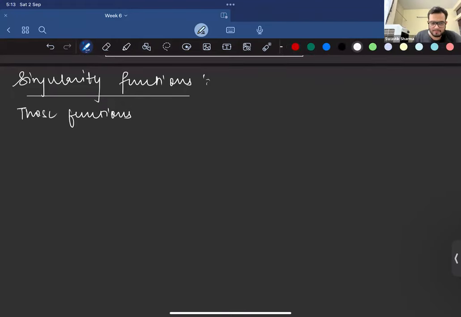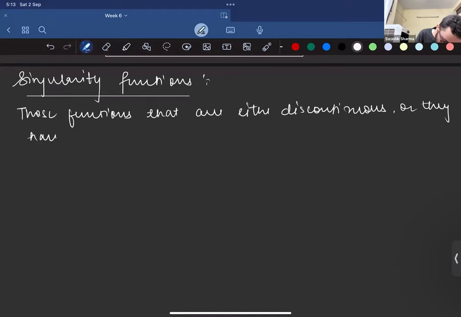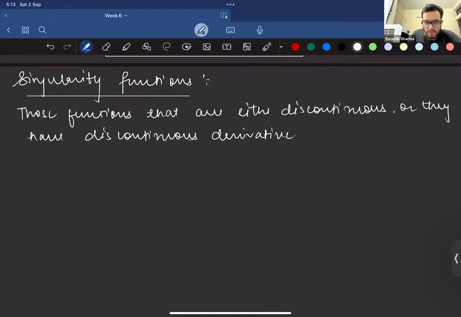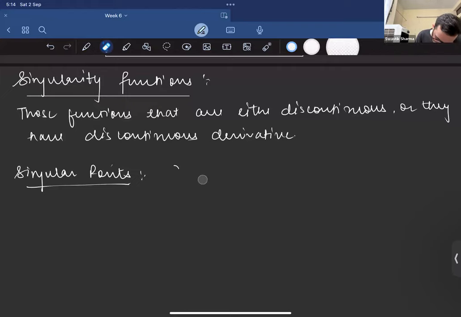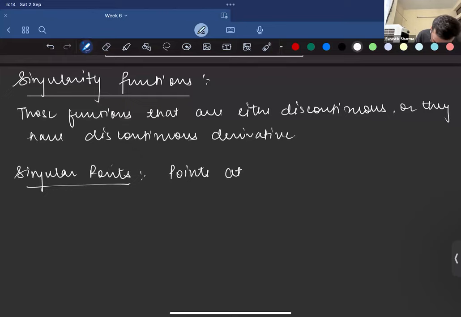I couldn't quite get you, but I hope you know the answer. So these are those functions that are either discontinuous, or they have discontinuous derivatives. What does it mean by this? This means that these functions have singular points. What are singular points? Singular points are those points at which the derivative is not defined. So we'll look at some few questions where you will know how I came to this.